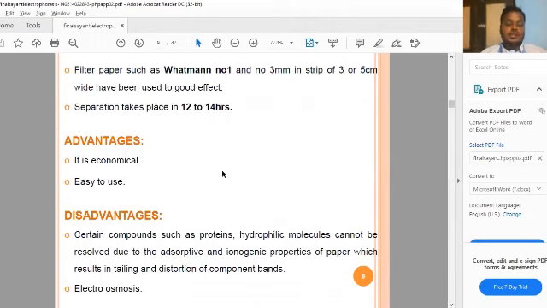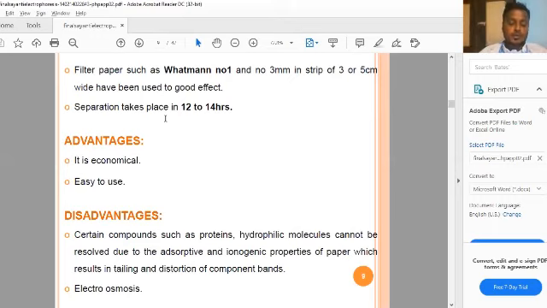Here the supporting medium, as already told, is Whatman filter paper number 1 and number 3 mm, in strips 3 or 5 centimeters wide, which have been used with good effect. Again, the filter paper is Whatman filter paper, 3 mm strips, 3 or 5 centimeters wide. The separation takes 12 to 14 hours, which is the turnaround time.